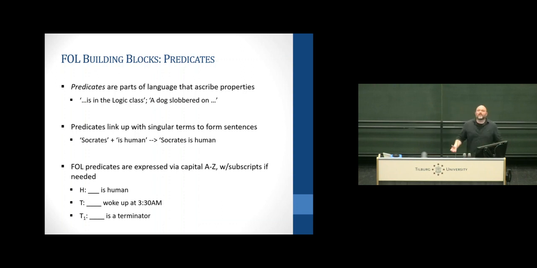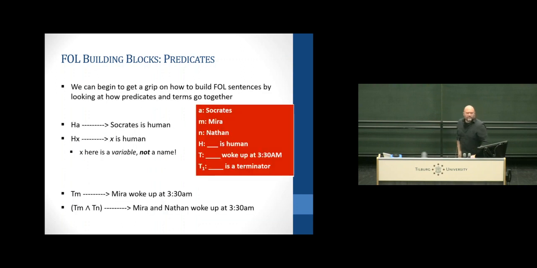So what do the first three slides that we talked about mean so far? It means that our base unit, to stress it again, is going to be a capital letter and a lowercase letter, a predicate and a term. Sounds good? Makes sense so far? Let's see. So we can begin to get a grip on this FOL stuff by looking at how predicates and terms go together. So we can have this sort of symbolization key.